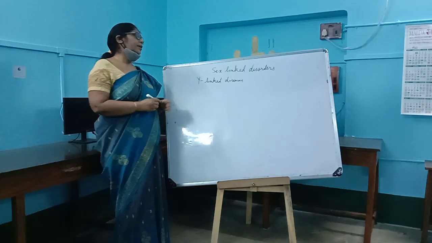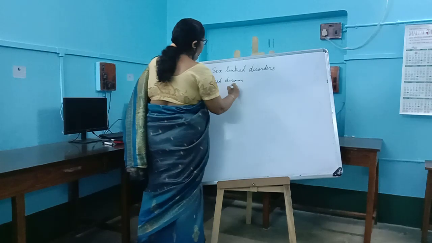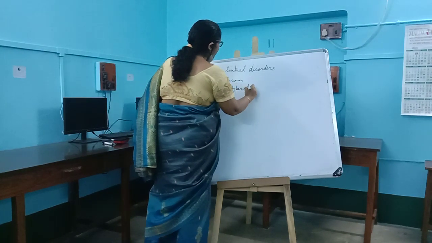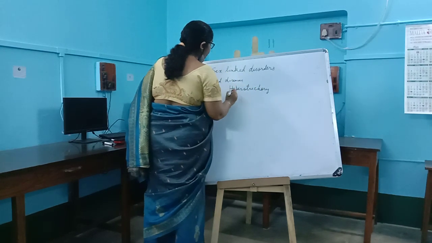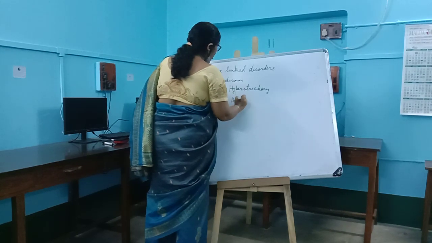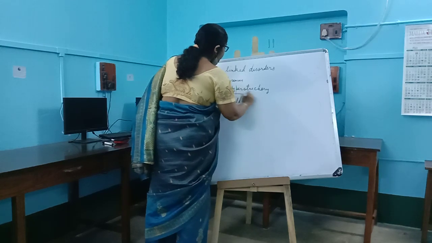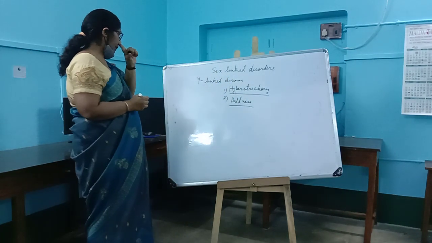So just remember the names of two diseases. You don't have to work out any cross here. So one is hypertrichosis, and the other one is baldness, where there is no hair on the skull, isn't it? Baldness. So these two are examples of the Y-linked diseases.